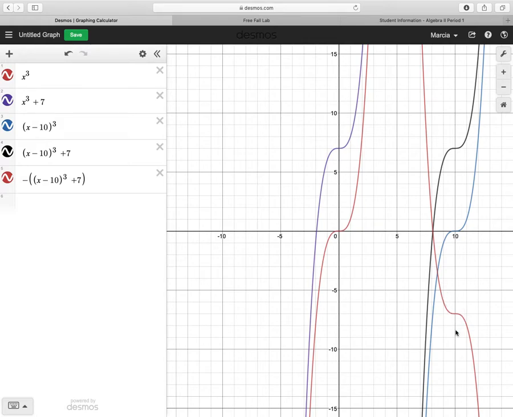So this one down here that's kind of reddish orange is the function that has 3 transformations. It's x minus 10 cubed, plus 7, and then reflected around the x-axis. So lots and lots of steps. We started with this function right here, all right? So hopefully some of that makes sense. Kind of a lot of steps there.